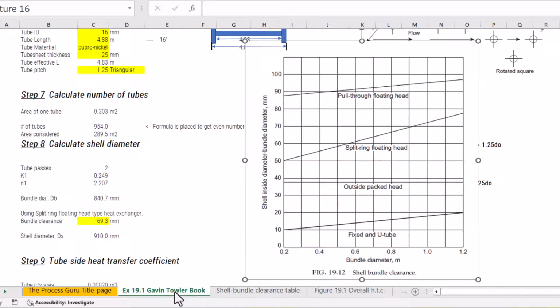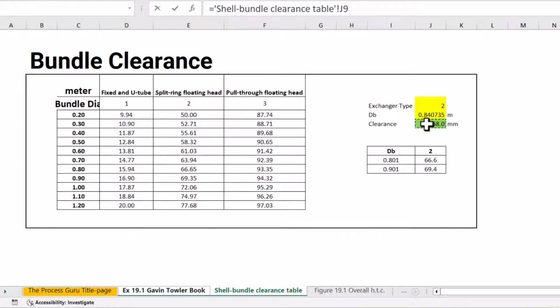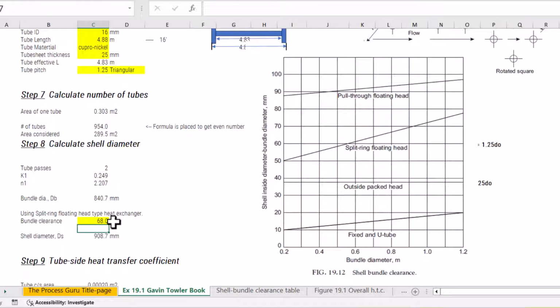So what I can do here is just link this bundle clearance cell to that Excel sheet. This is how you can make your Excel sheet very dynamic. The moment you change your bundle diameter, your bundle clearance is also updated based on that table, and you can get the updated value of the final calculated value. Here the shell diameter is nothing but your bundle diameter plus your bundle clearance. So it is 908.7 mm. This is how you can calculate shell diameter.